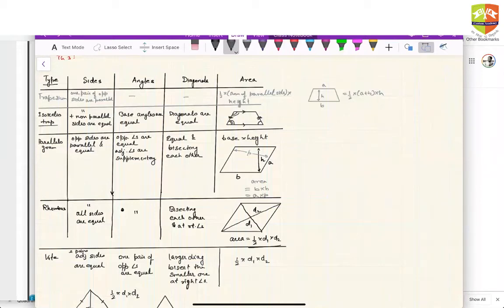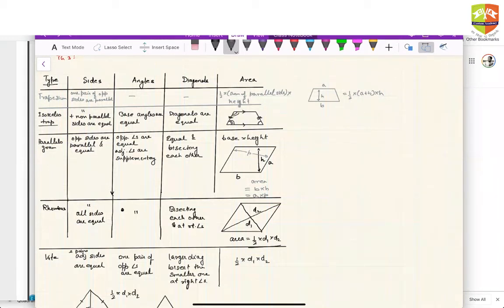But from a strictly theoretical or definition point of view, since a kite is a figure where only two pairs of adjacent sides are equal, in that sense one school of thought says that a rhombus is not a kite.